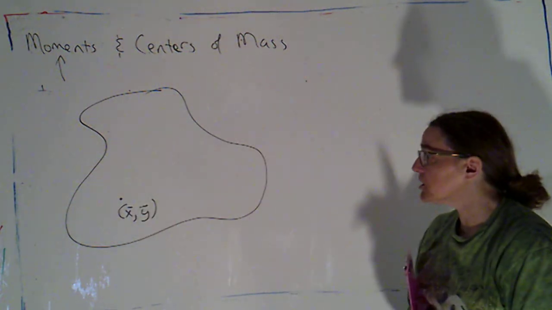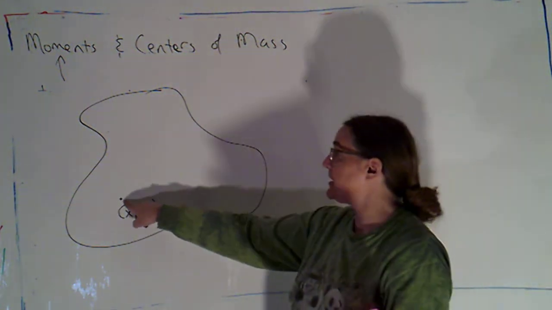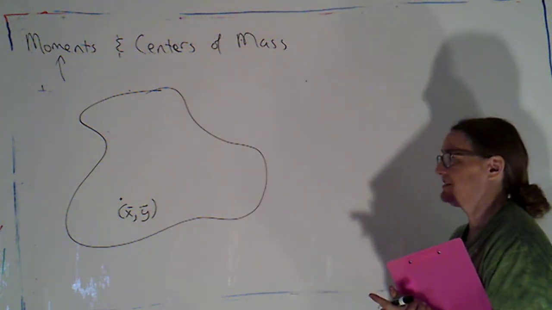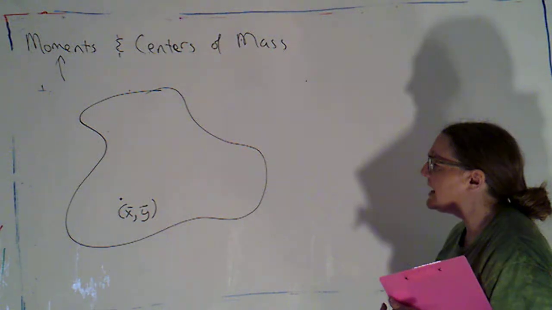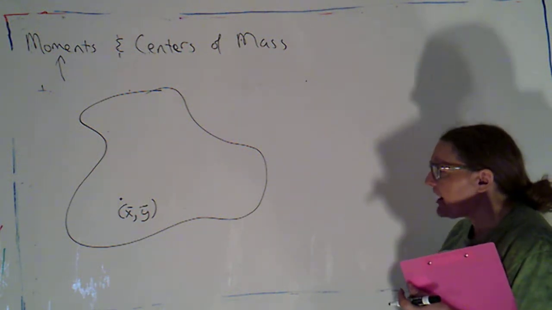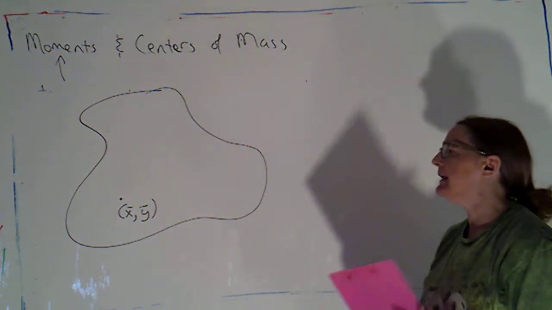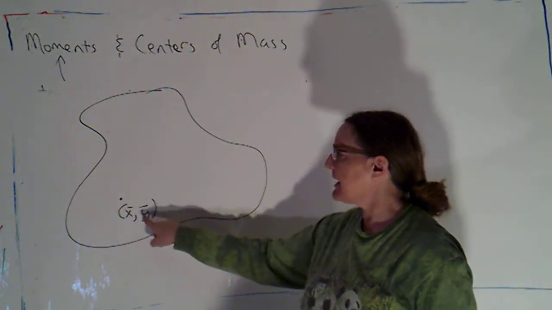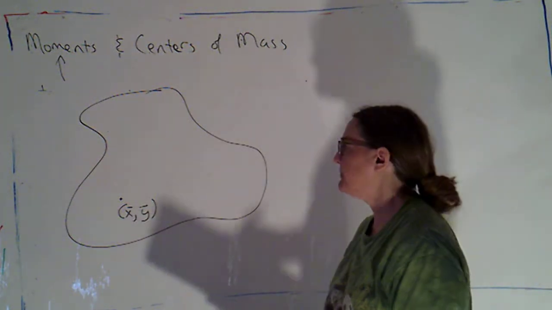That's the center of mass. If it were here, that would clearly indicate to us that this lamina is not a homogeneous lamina. Okay, and so I want to try to find where that thing is, and I'm going to do it one coordinate at a time.